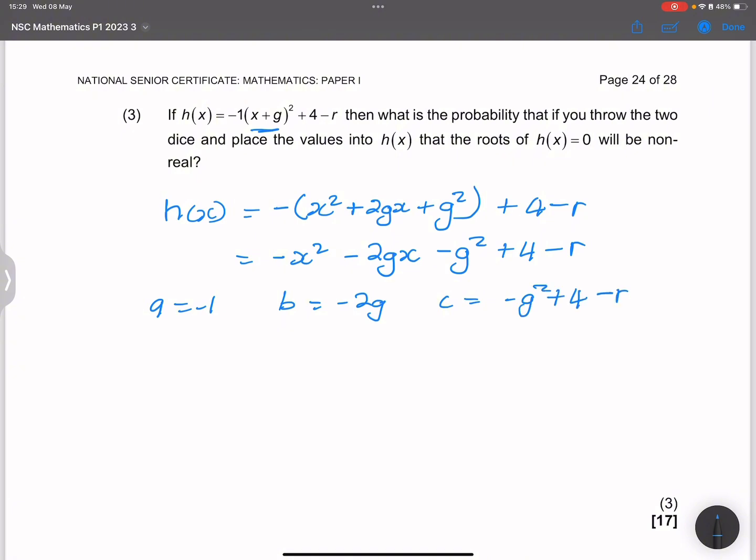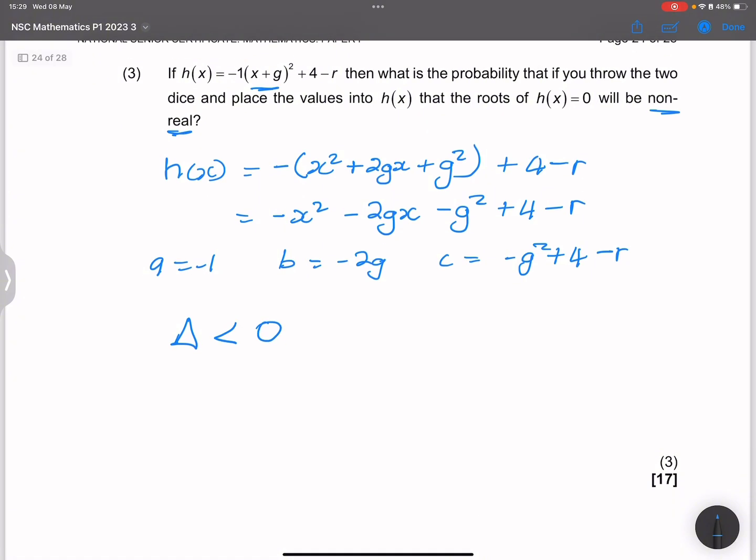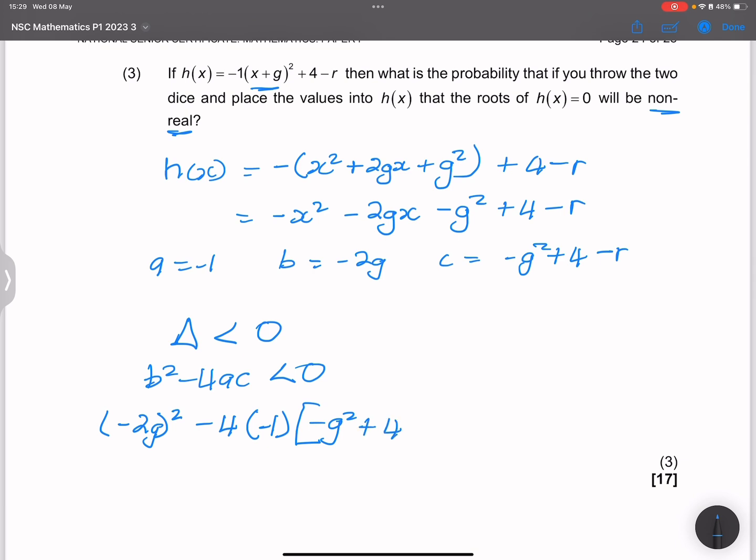Okay, now let's go and substitute that into delta. Now remember, guys, that for roots to be non-real, our delta value has to be less than 0, right? So what is our delta? That's b squared minus 4ac less than 0. Okay, so that tells me that my b squared is negative 2g squared, minus 4 times our a value, which is negative 1, right? And this is multiplied by our c value, minus g squared plus 4 minus r. And all of this must be less than 0.